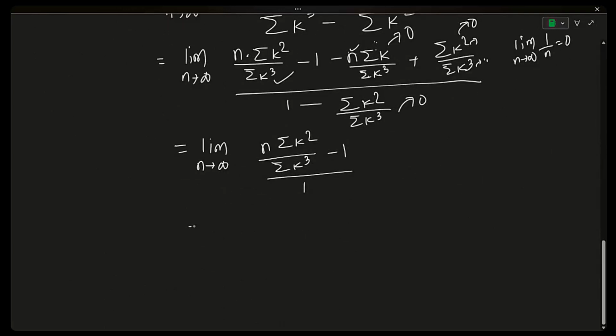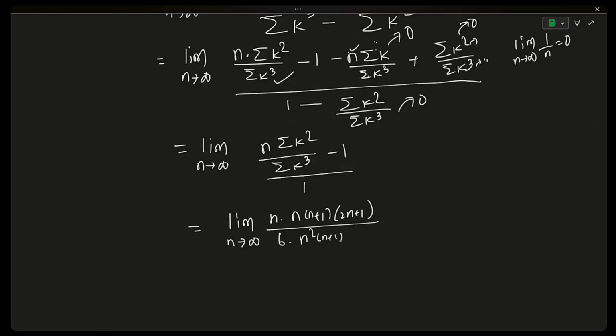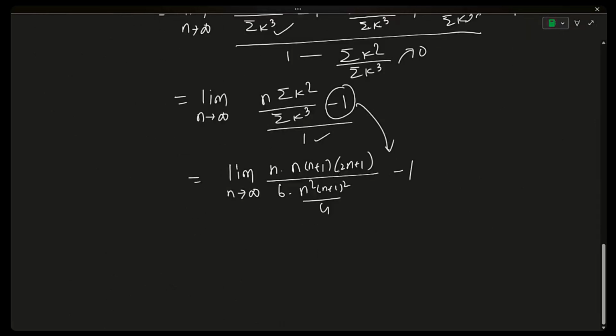Therefore, I can simply now write this as follows: limit n tends to infinity, n into, let me put the value of summation k square, n into n plus 1 into 2n plus 1 by 6, and summation of k cube, which is n square into n plus 1 whole square by 4, minus 1. This is the minus 1 which I have written here, and the divide by 1 just vanishes. Therefore, this 6 by 4 can be written as 4 by 6, which is nothing but 2 by 3 into limit n tends to infinity. So n into n and n square cancels off. N plus 1 and n plus 1 cancels off to produce n plus 1. You simply have 2n plus 1 by n plus 1 minus 1.